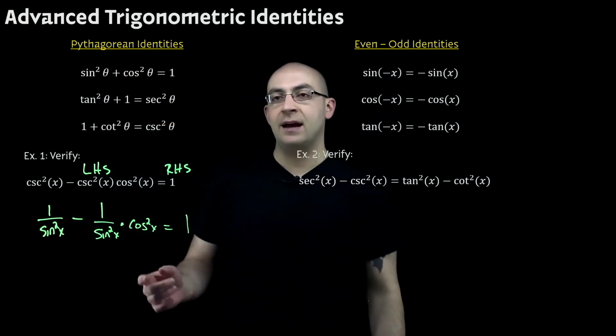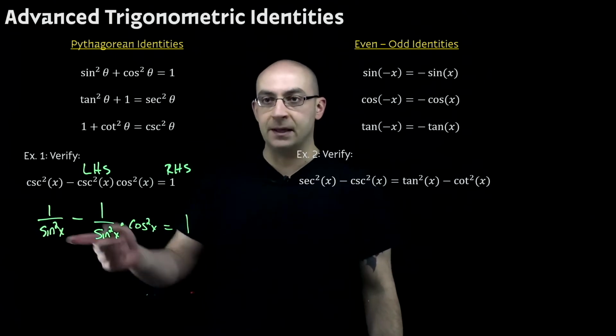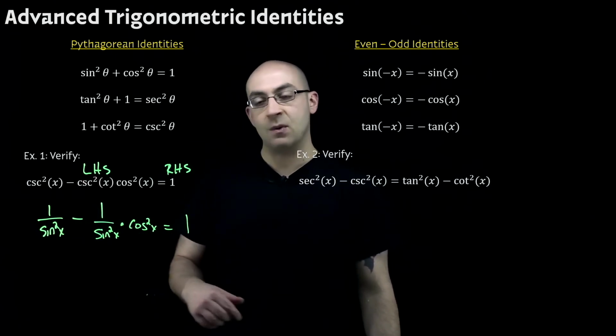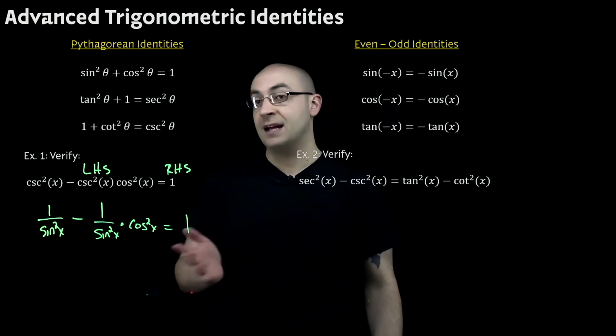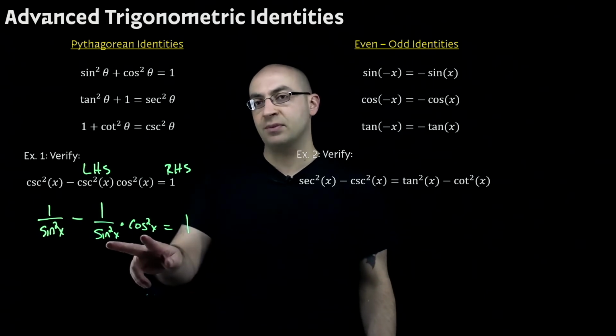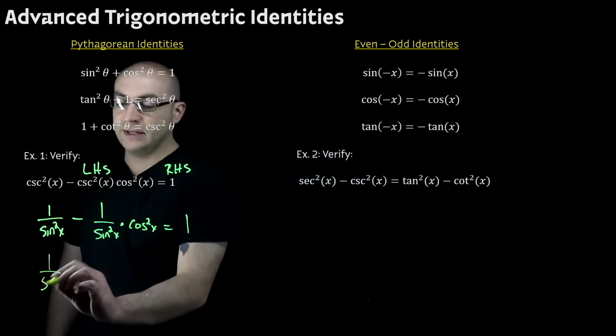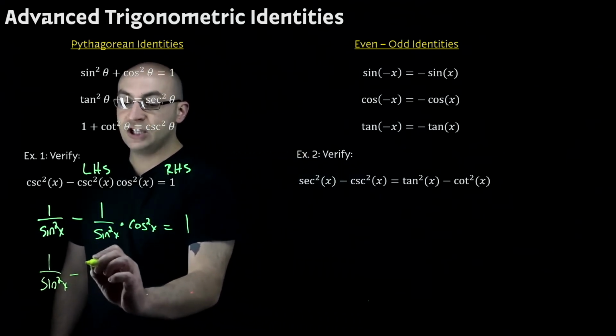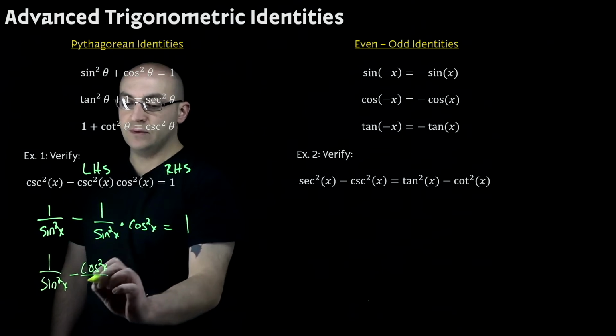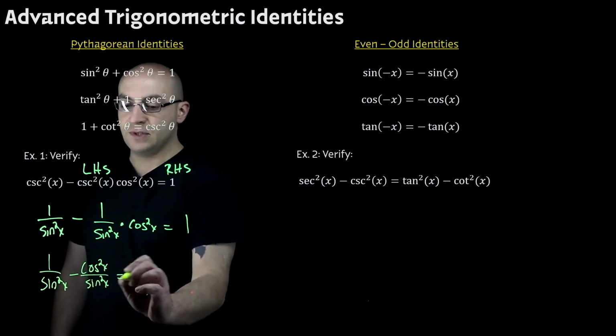So now that we have re-imaged, so to speak, our cosecants into 1 over sine squared, let's go ahead and combine like terms. Well, first we have the multiplication here. So I have 1 over sine squared x minus cosine squared of x over sine squared of x. And that's supposed to equal 1.